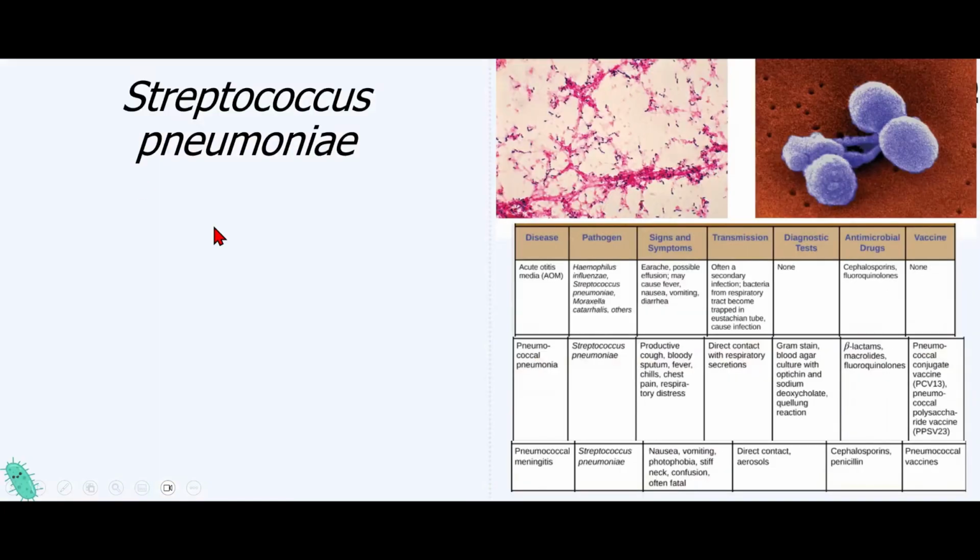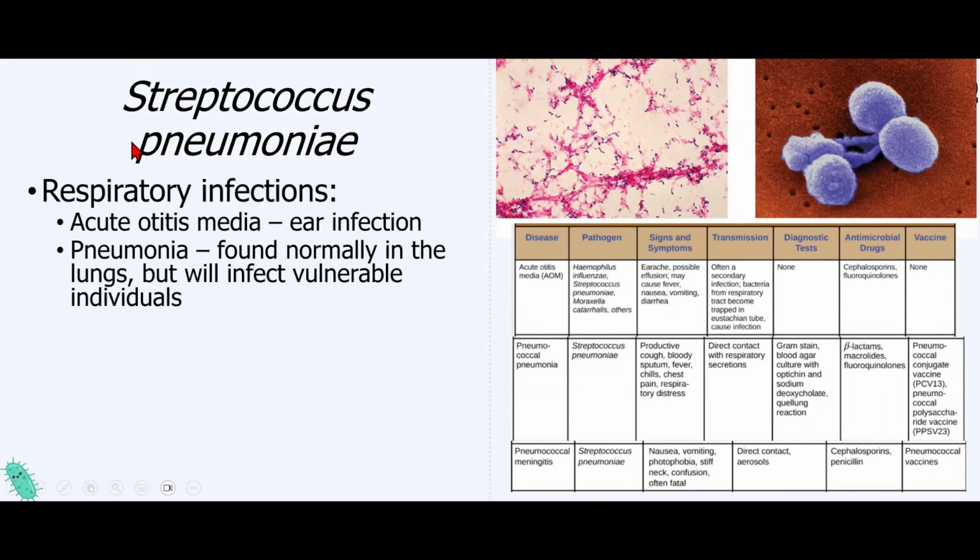And then finally, strep pneumoniae. It's also a streptococcus, so it's cocci in lines. And this one causes a ton of different diseases as well. For respiratory infections, it can cause the classic ear infection, also known as acute otitis media. It can also cause pneumonia. It's called pneumococcal pneumonia because it's specifically pneumonia caused by streptococcus.